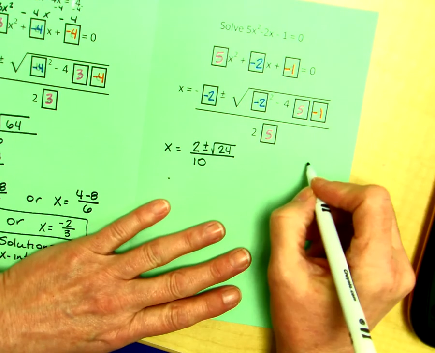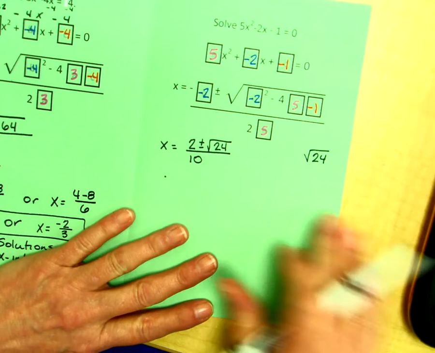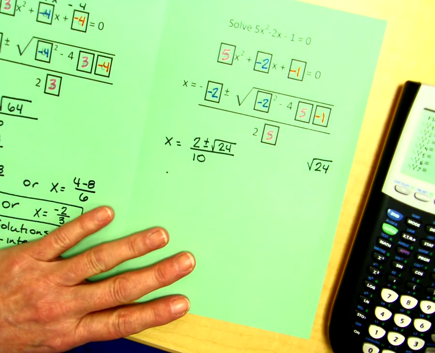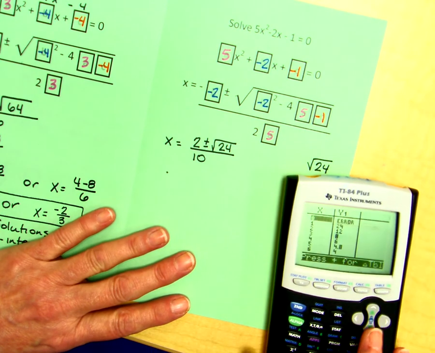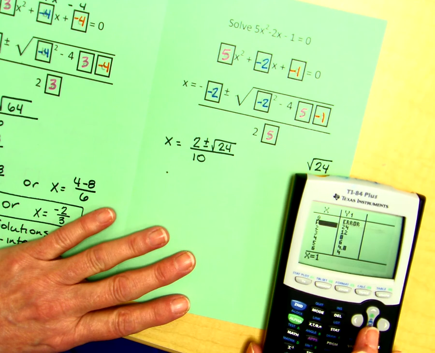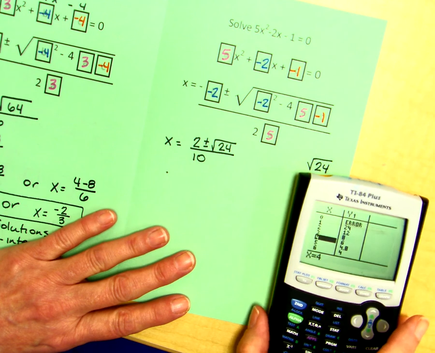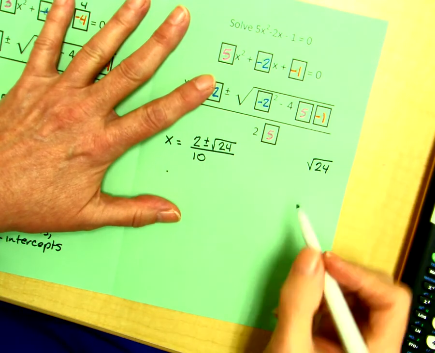Now I'm going to take the square root of 24 off to the side here to simplify it. 24 is not a perfect square, but it does have factors that are a perfect square. So I'm going to go to y equals, type in 24 divided by x, and look at the table. And what I'm looking at here are the factors of 24, and I'm specifically looking for a factor pair that has a perfect square. So if we go to here, we see 4 times 6 is 24, and 4 is a perfect square. So I'm going to rewrite 24 as 4 and 6.